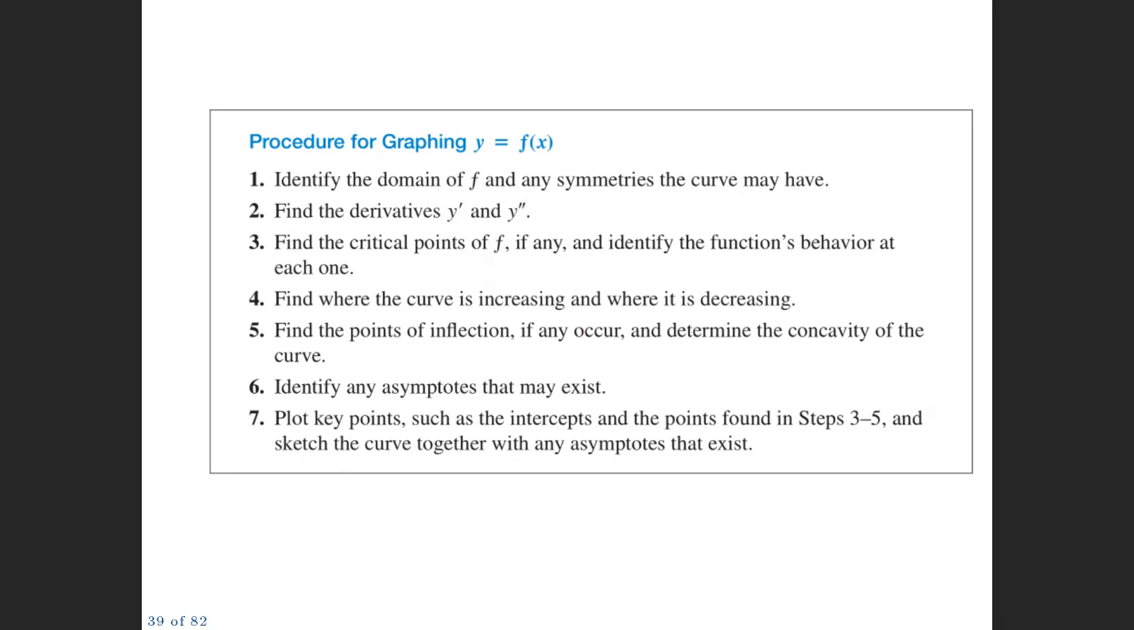Step 5, find the points of inflection, if any occur, and determine the concavity of the curve. In other words, find the intervals where the graph is concave up and find the intervals where the graph is concave down. Step 6, do we have any asymptotes? Step 7, plot the key points. Intercepts, that's where it crosses the x and y axis, anywhere where we could have an extremum, and then sketch the curve together with any asymptotes that you found.